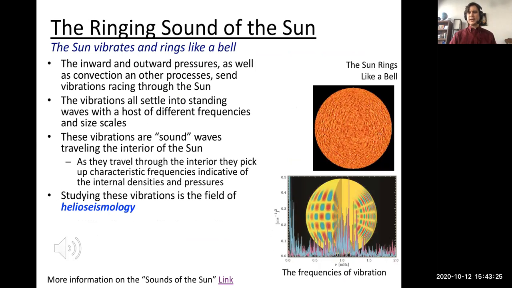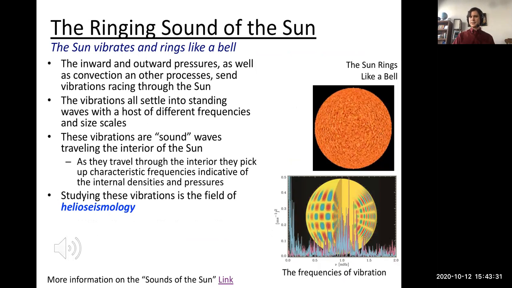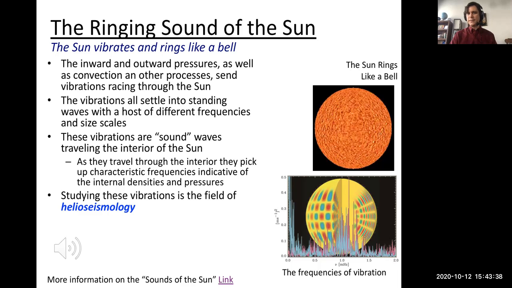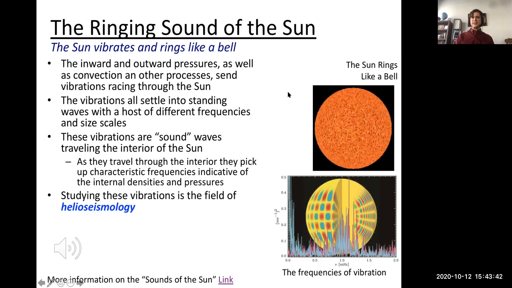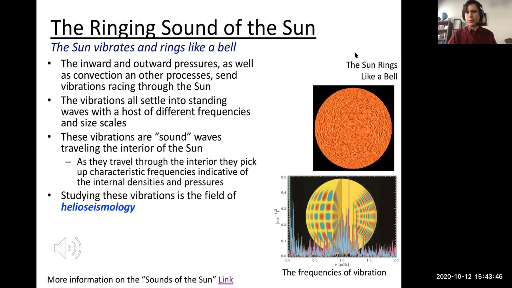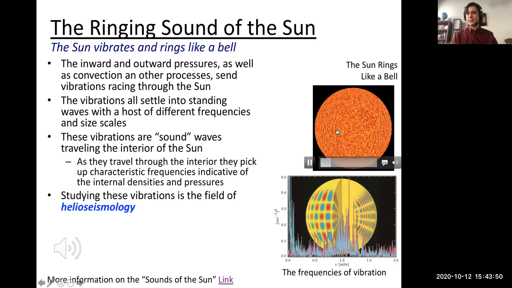In fact, it creates all of these waves in the sun, very similar to sound waves, that create all these vibrations as everything is moving around in the sun. We could say that the sun is essentially ringing like a bell, all of these internal vibrations. And what we're seeing here is actually a video of the vibrating surface of the sun.